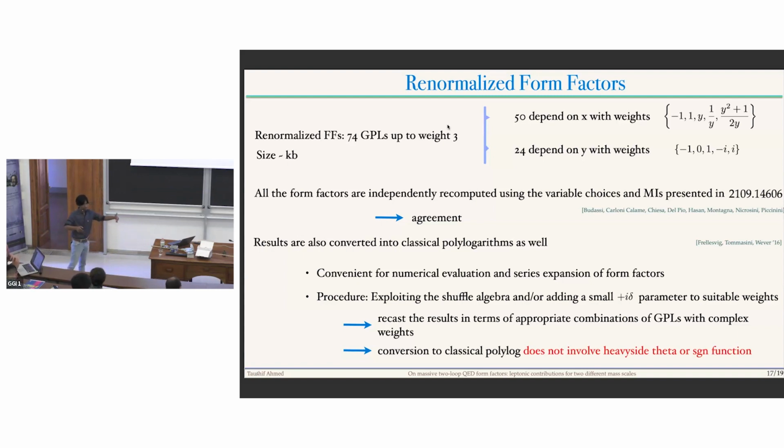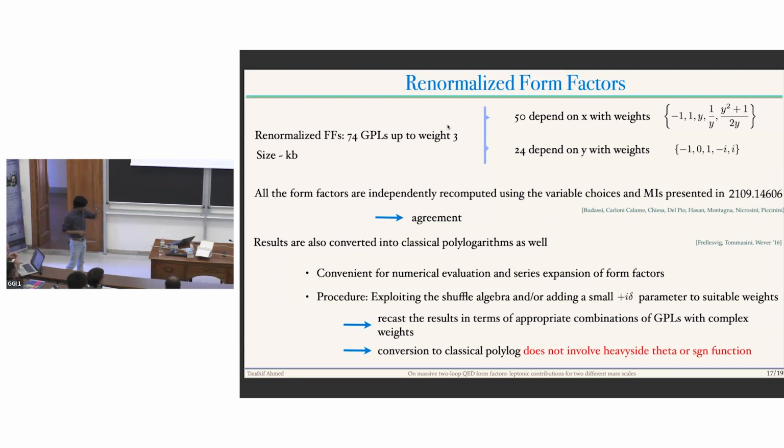Because if you actually look at what GPLs appear in your form factor, you apply the shuffle algebra, and you get a set of many different GPLs. For each GPL, you apply this code, and sometimes we also have to add an i delta parameter appropriately. Then you check whether the final result from this code, without the signum as well as the theta function, numerically matches.